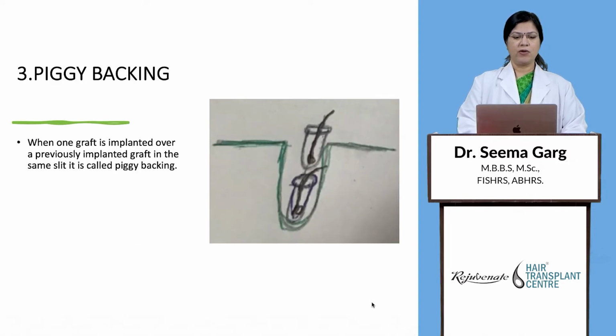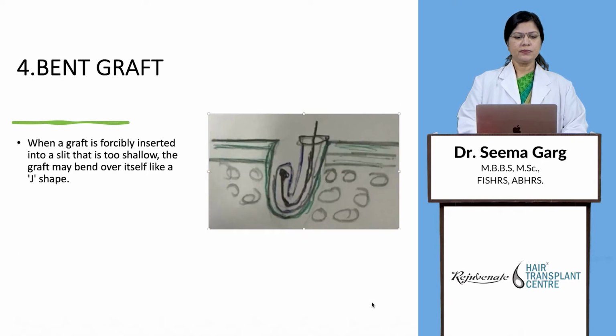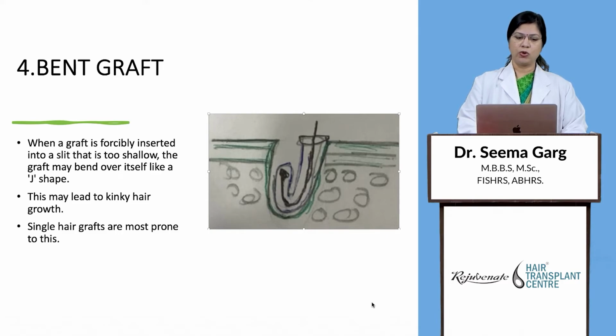Then piggybacking. When one graft is implanted over a previously implanted graft in the same slit, it is called piggybacking. Risk of this happening is increased because of previous graft being inserted too deeply, bleeding in the area, or low visibility because of poor light and magnification. When a graft is forcibly inserted into a slit that is too shallow, the graft may bend over itself and become J-shaped. This may lead to kinky hair growth. Single hair grafts are more prone to this.